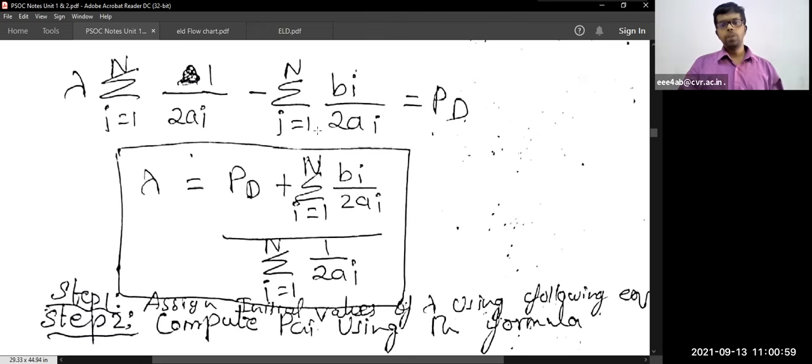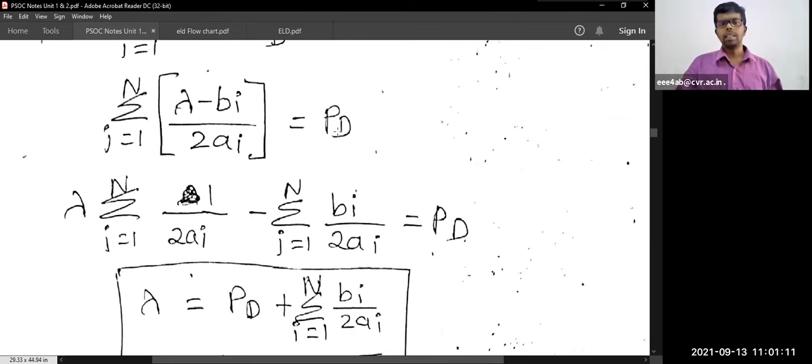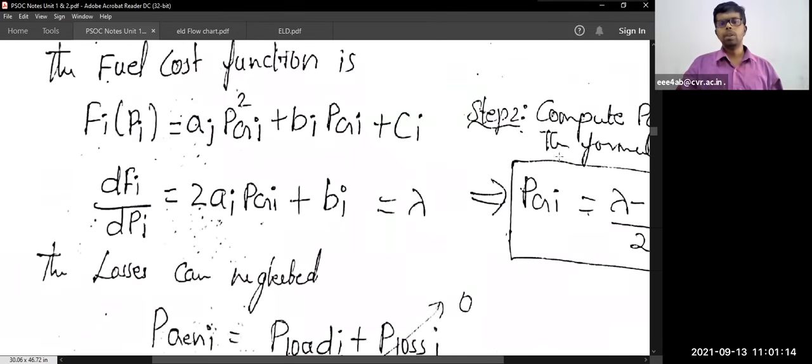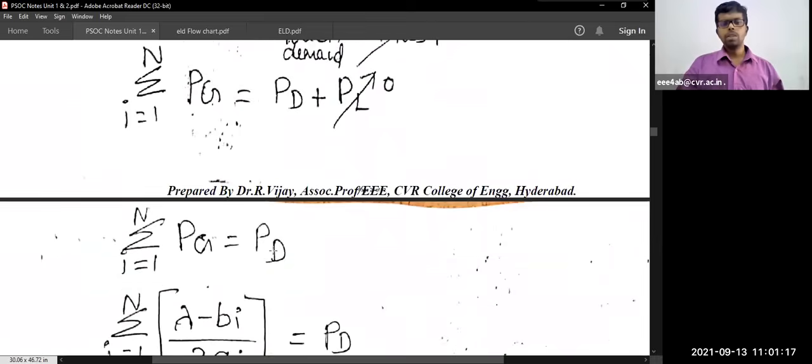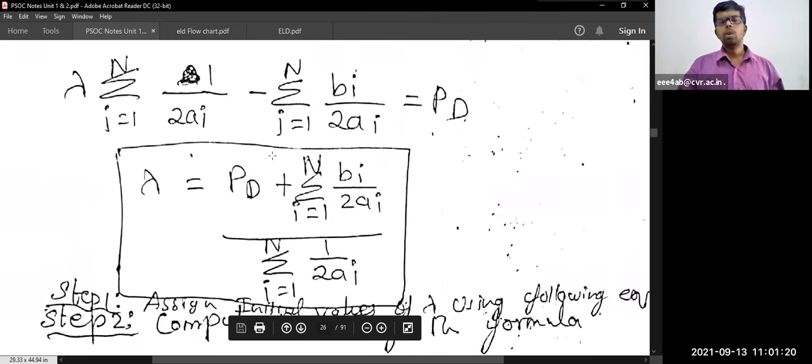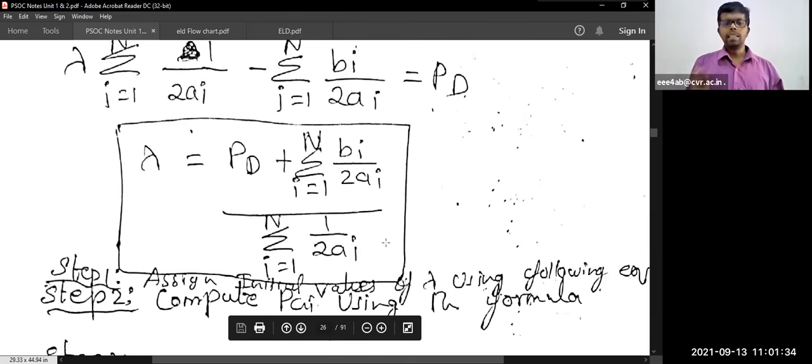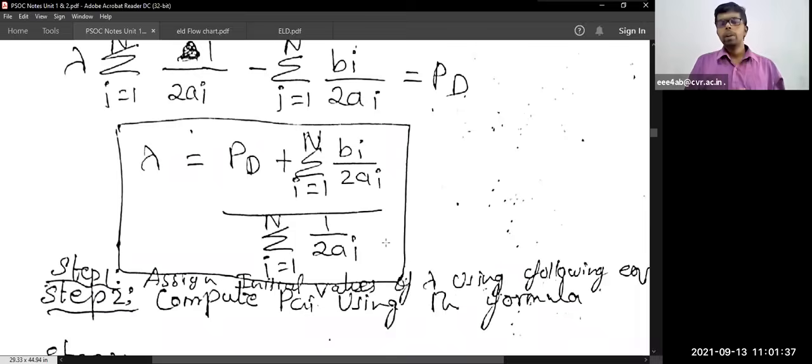If you forgot this formula, that is, how to find out lambda, you can simply derive it in just two steps, just a substitution only. Already we know this. So you substitute and you can easily find out this value. No need to memorize this. Lambda is equal to PD plus summation I equal to 1 to n of bi divided by 2ai, the whole divided by summation I equal to 1 to n of 1 divided by 2ai. So no need to memorize these terms. Simply like that, you can derive it.